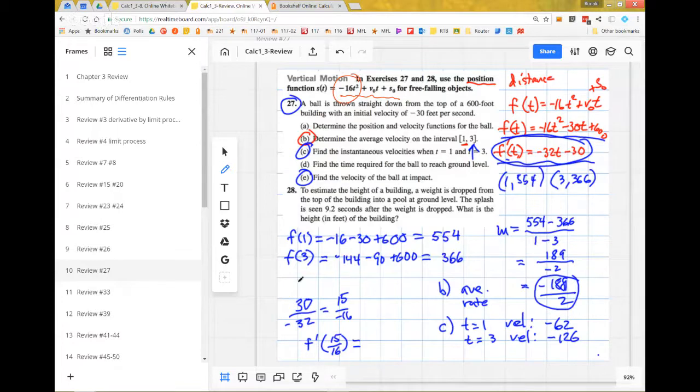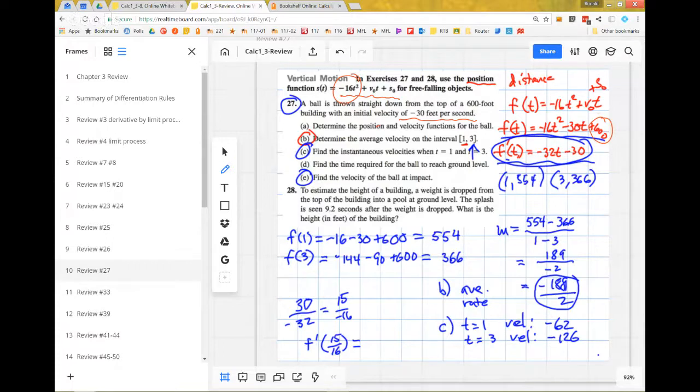All right, so number 27, it says a ball is thrown straight down from the top of a 600-foot building. So 600 is s0. And its initial velocity is -30 feet per second. So now we can plug in v0 and s0. The equation would be -16t squared minus 30t, because the initial velocity was -30, plus 600 here. I know it's hard to read. Okay.